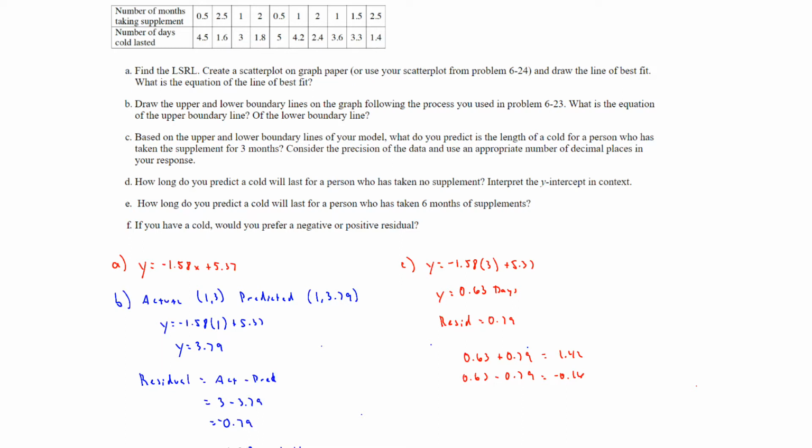All the decimals in terms of the number of days are being rounded to the nearest tenth, so we'll do that as well. And then make sure we answer the question, what do you predict is the length of cold for a person who has taken the supplement for 3 days? We would say anywhere between, and we're not going to say negative, we're between 0 and 1.4, now rounded to the nearest tenth, days.